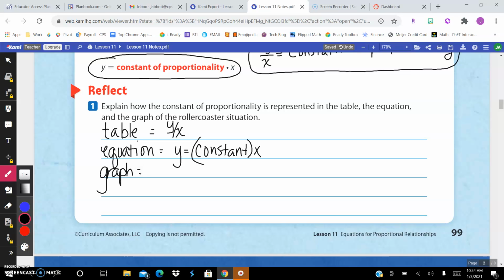we have to go over 1 and up the constant of proportionality. So whatever that number is. Like in that graph, we talked about going over 1, we had to go up 6 because the constant of proportionality was 6. So on a graph, we would go over 1 and then up whatever the constant of proportionality is.